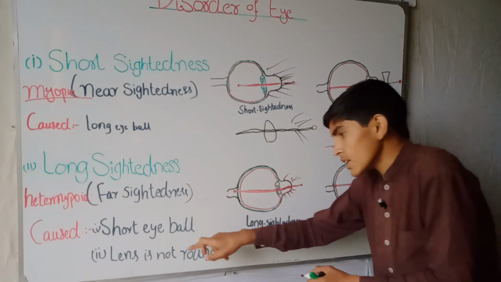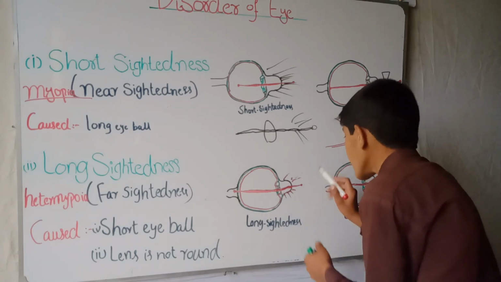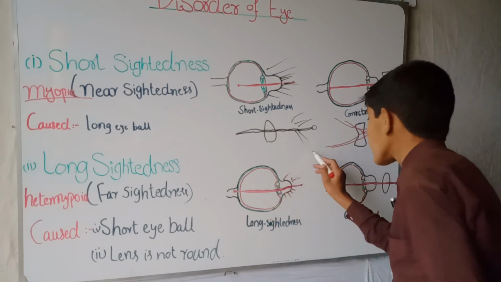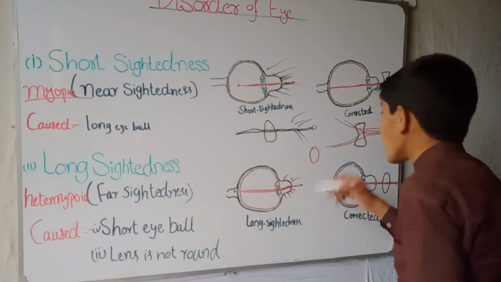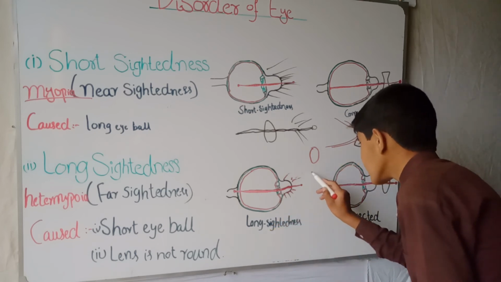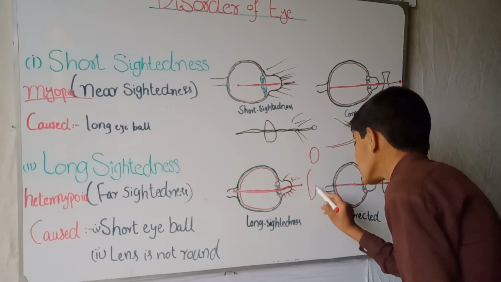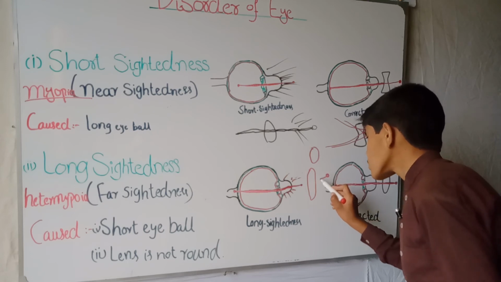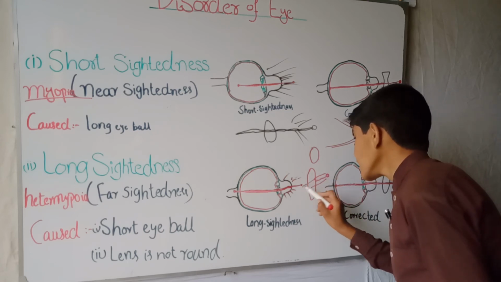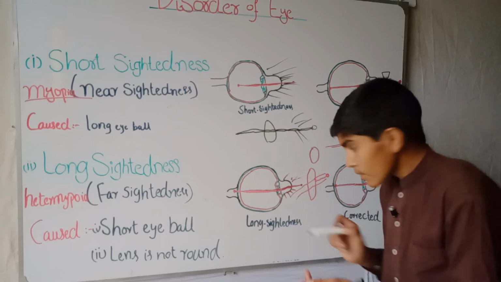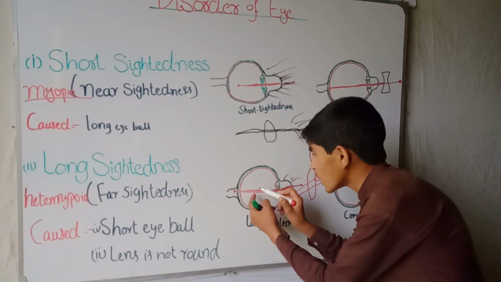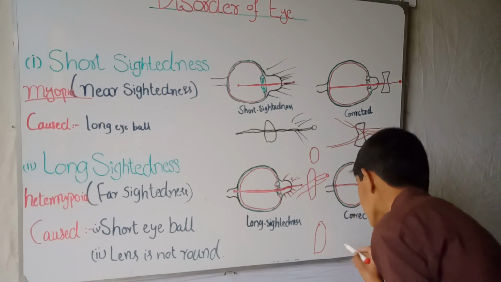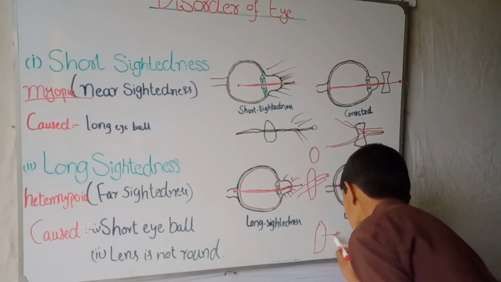The second reason is that the lens is not round. In a normal person the convex lens is round like this structure, while in long-sightedness the convex lens is thin like this structure. So if light rays pass through it, there is only a little convergence. This is the thin convex lens, so the rays pass through it.